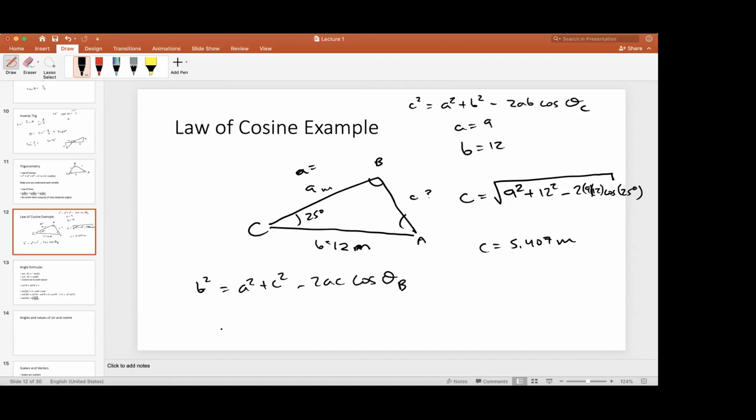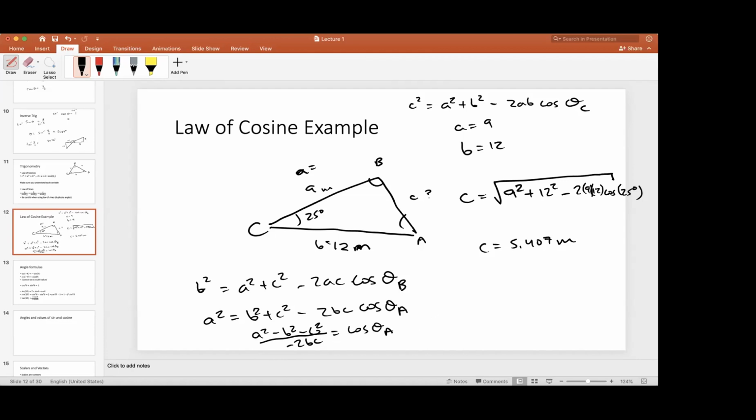I could also do this for A. A squared is equal to B squared plus C squared minus 2BC cos theta A. I can solve this for cosine of theta A, and that's what I'm going to do. I would get A squared minus B squared minus C squared, just moving these two over, then divide through by minus 2BC, is equal to cos theta A.